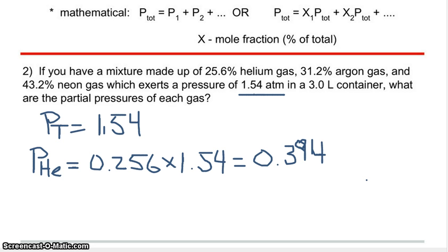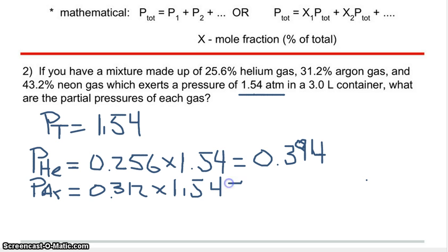And we're going to do the same thing for argon and neon. So the pressure of just argon, again, make sure you take that percentage and turn it into a decimal, so that becomes 0.312. Multiply it by our total, which is 1.54, and we get a partial pressure of 0.481 atmospheres.